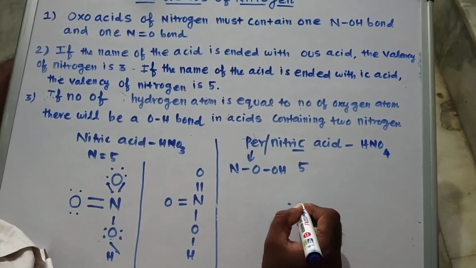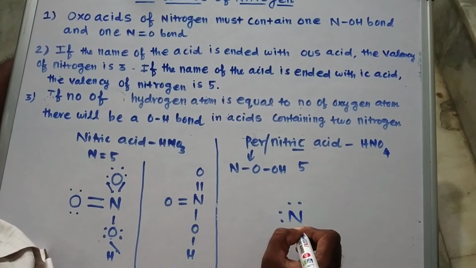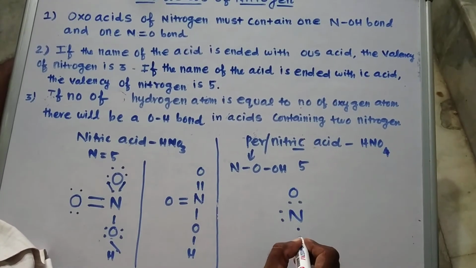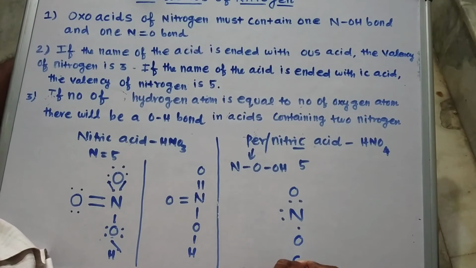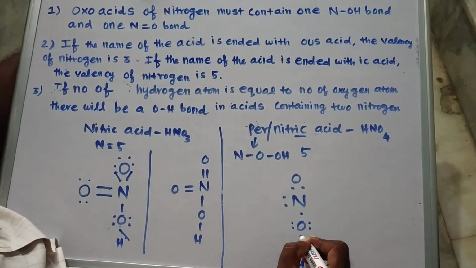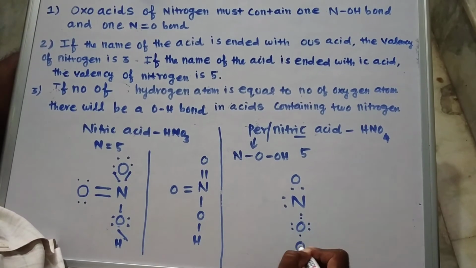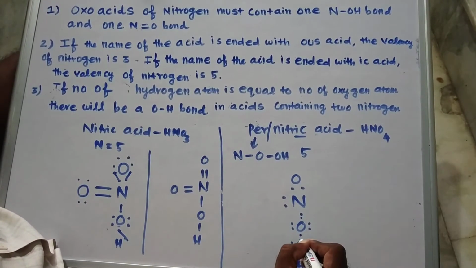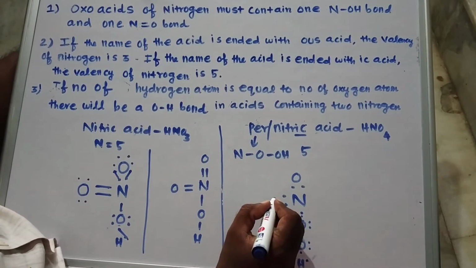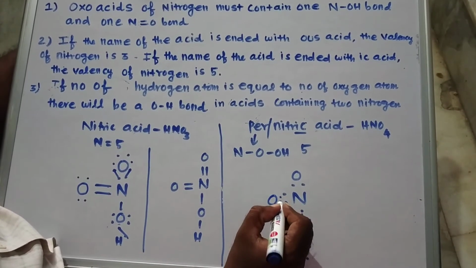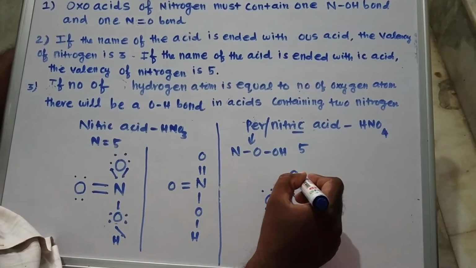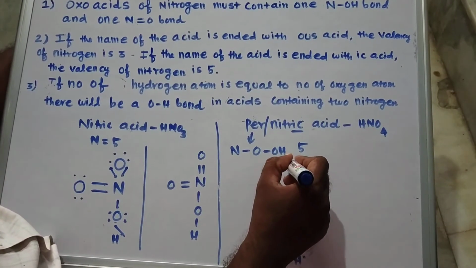Nitrogen has 5 valence electrons. There is a double bond to O, then an O with a single bond to O and H. Oxygen has 6 valence electrons, and hydrogen has 1. Then there is another oxygen atom with 6.